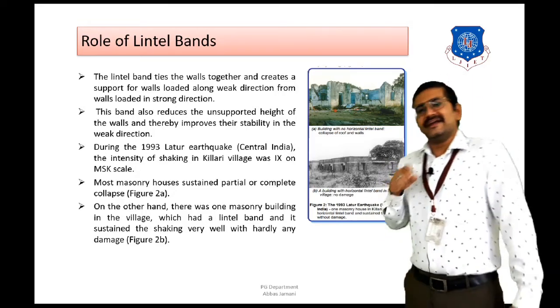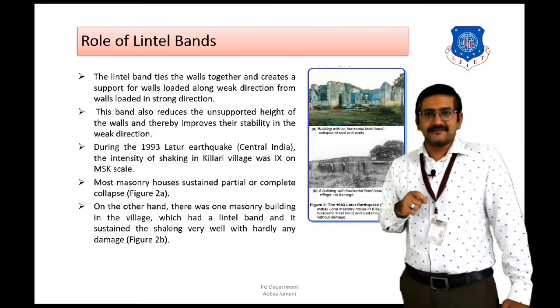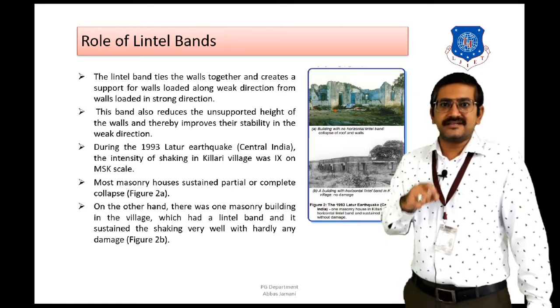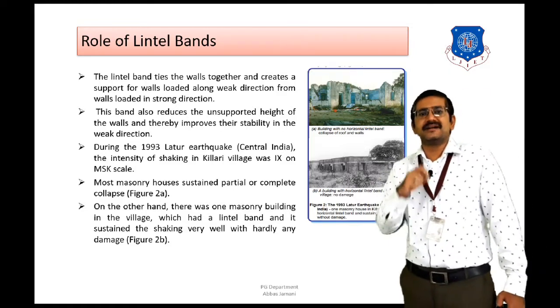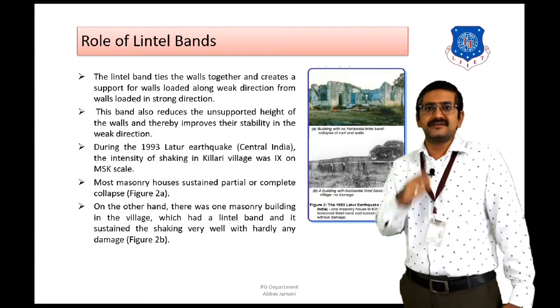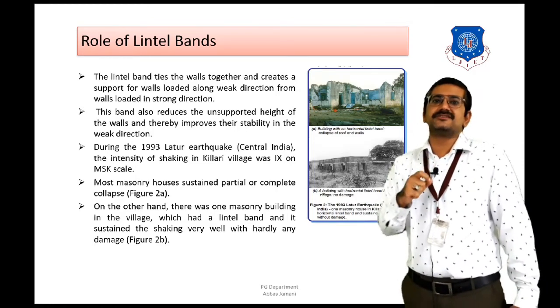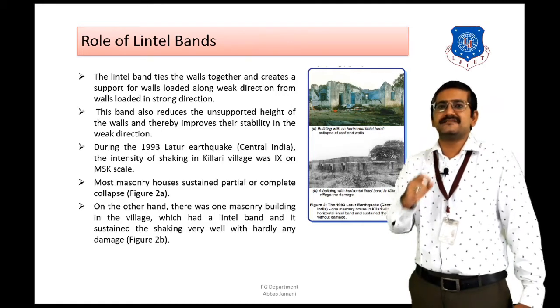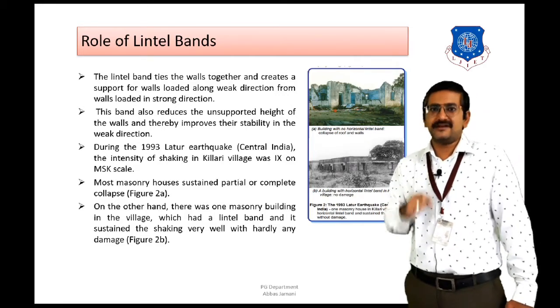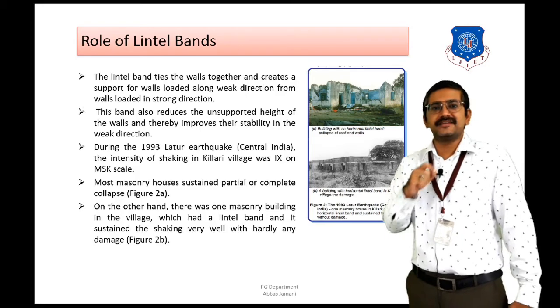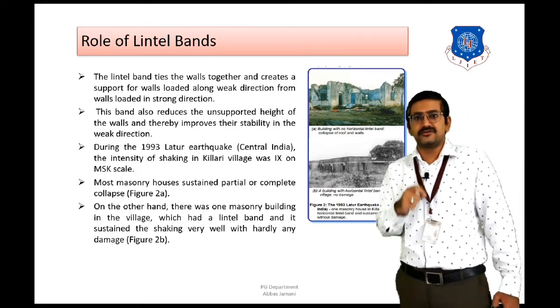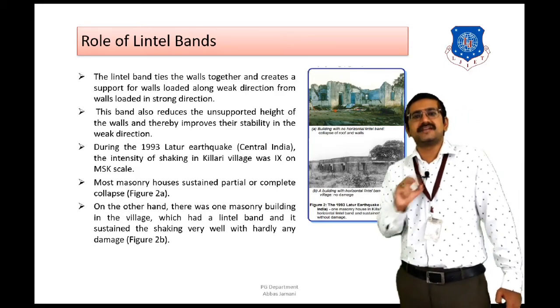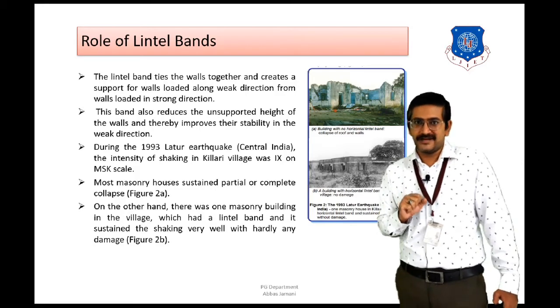Now, in 1993, Latur earthquake, which was measured on an intensity scale of 9. We remember that in the lecture of intensity and magnitude, we have discussed that the range of the intensity scale is from 1 to 12, where 1 is least severe and 12 is most severe. So in intensity scale of 9, where the actual shaking of earthquake can be considered to be a huge amount, two different scenarios were observed in a village in Latur, in 1993.